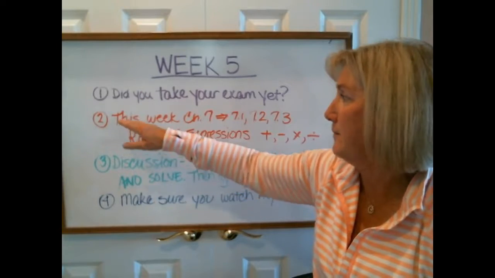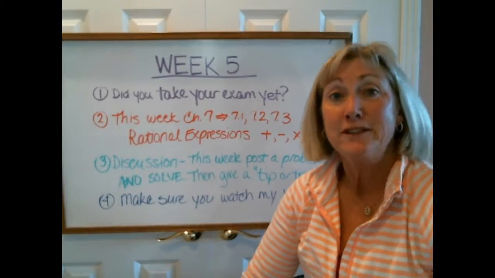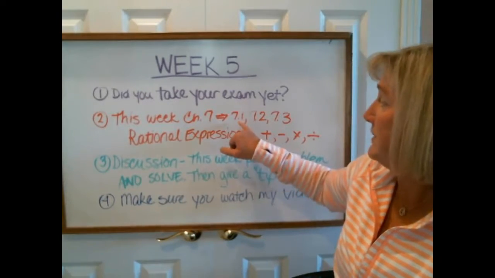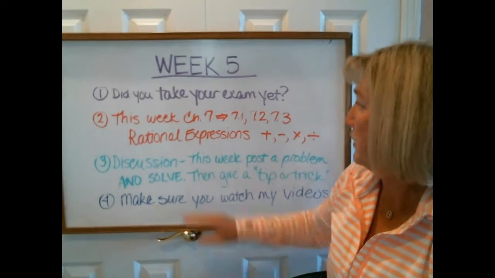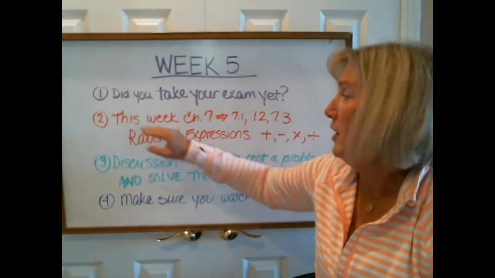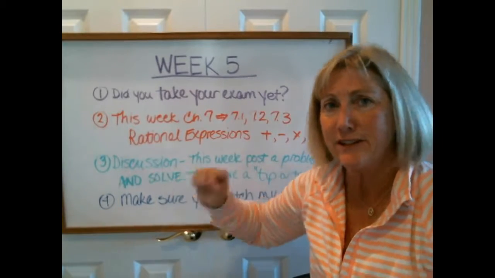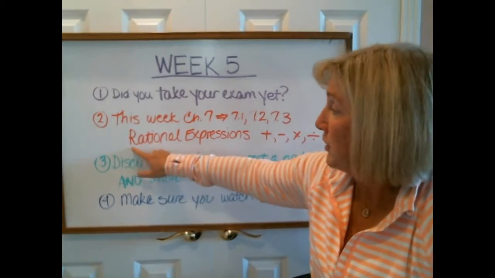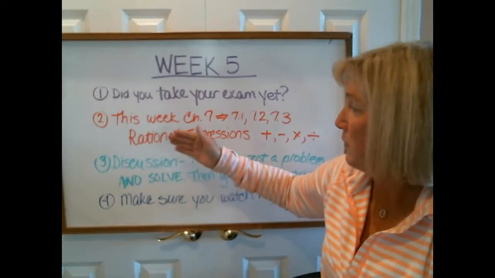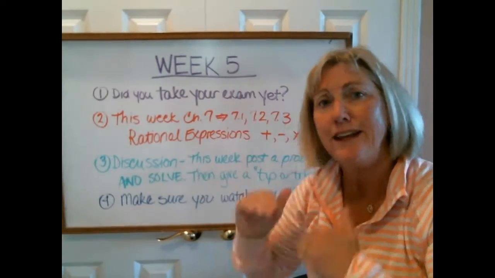After you're done with your exam, this is the week that we start Chapter 7. And it's going to be Section 7.1, 7.2, and 7.3, which are rational expressions. Rational means fractions. Everybody loves fractions, right? So ratio means fractions. So we're going to be working with polynomials in fractions.